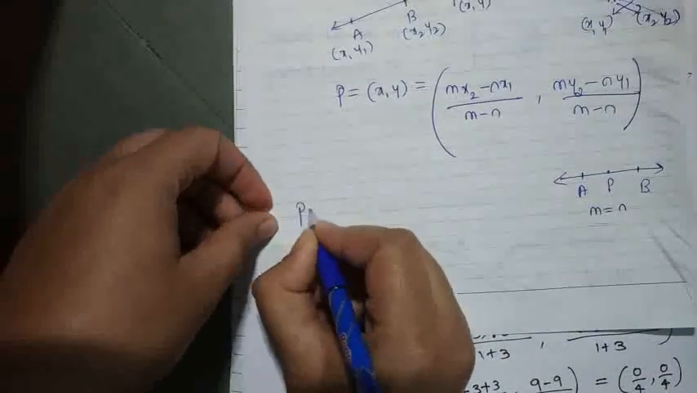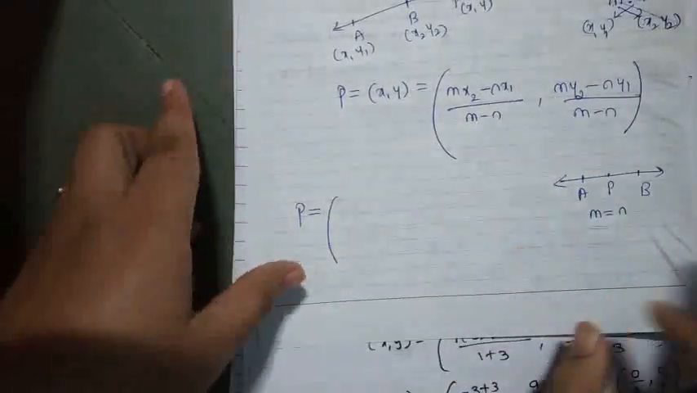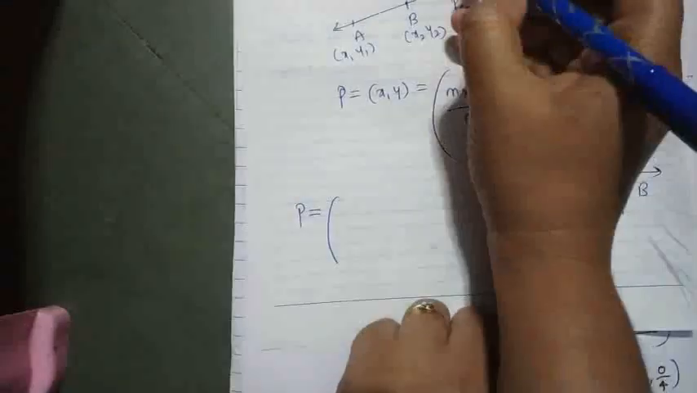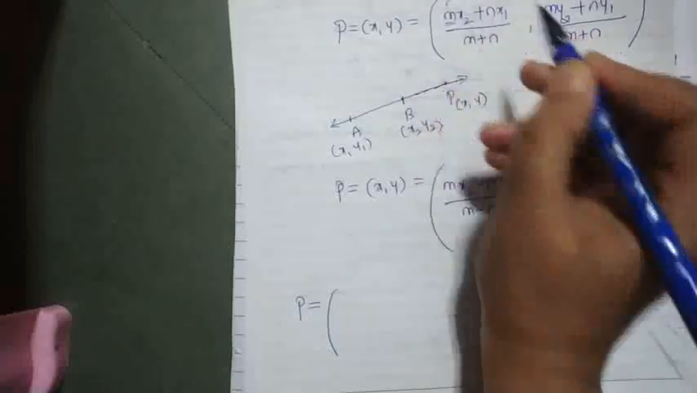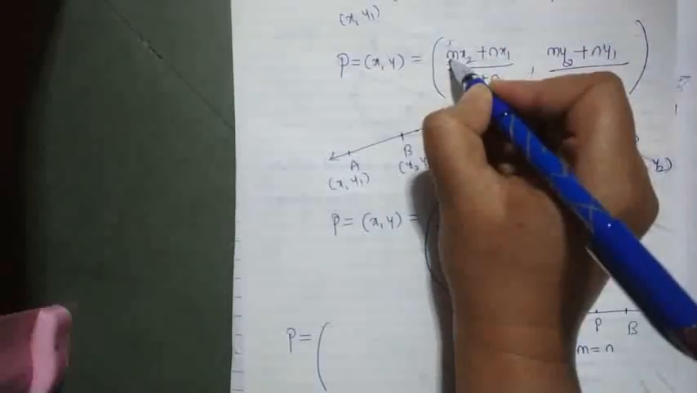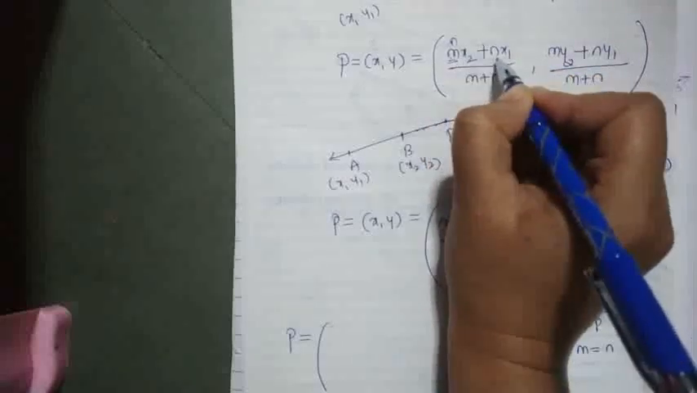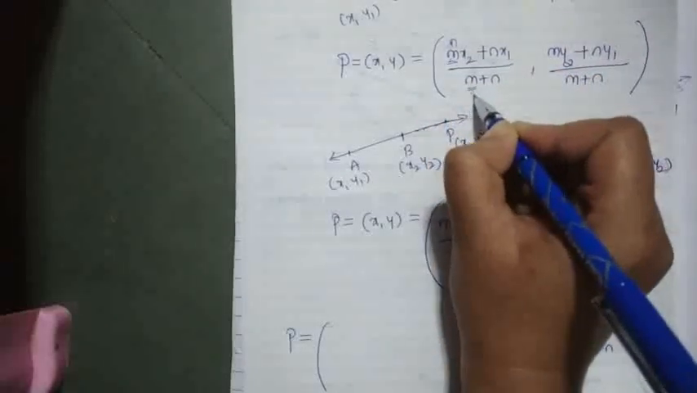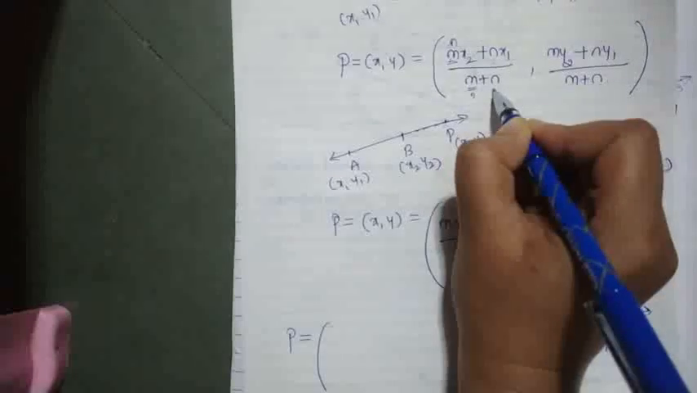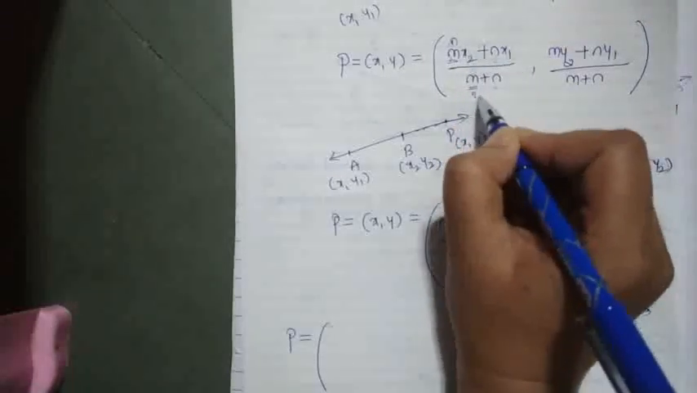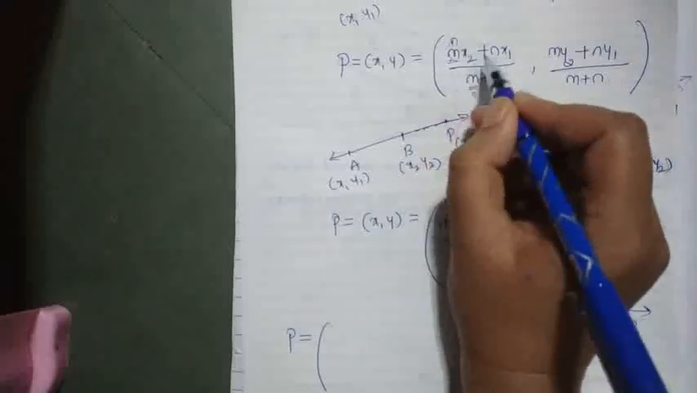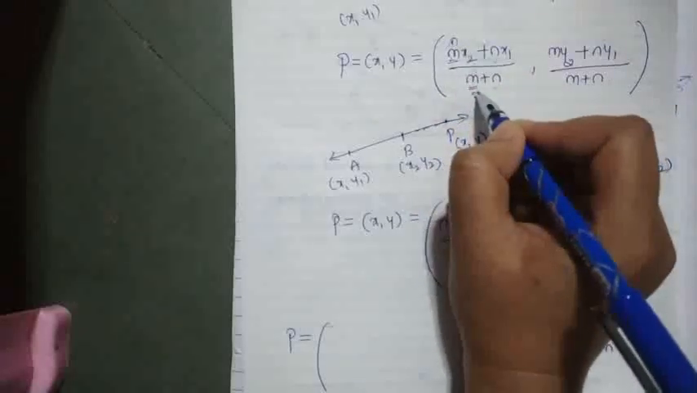So for the midpoint formula, the ratios are equal, that is m is equal to n. Putting m equal to n, we get nx2 plus nx1 divided by n plus n, that is 2n. Taking n common, x1 plus x2 by 2n. n will get cancelled, giving x1 plus x2 by 2.